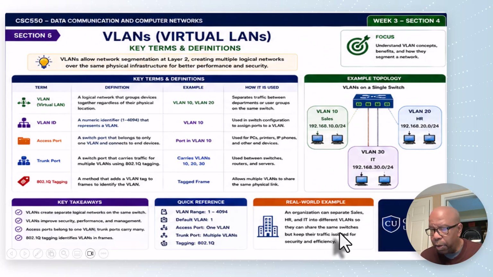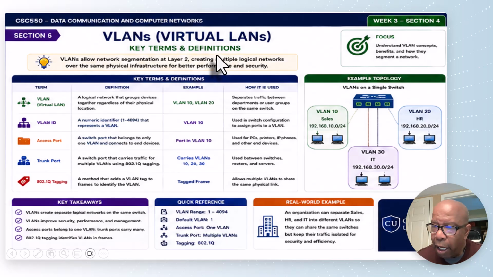It's explained here. The key takeaways: virtual LANs create separate logical networks on the same switch. VLANs improve security, performance, and management. Access ports belong to one VLAN. Trunk ports have many VLANs. Access one, trunk many. Can use that particular switch. So that's it for the virtual LAN.